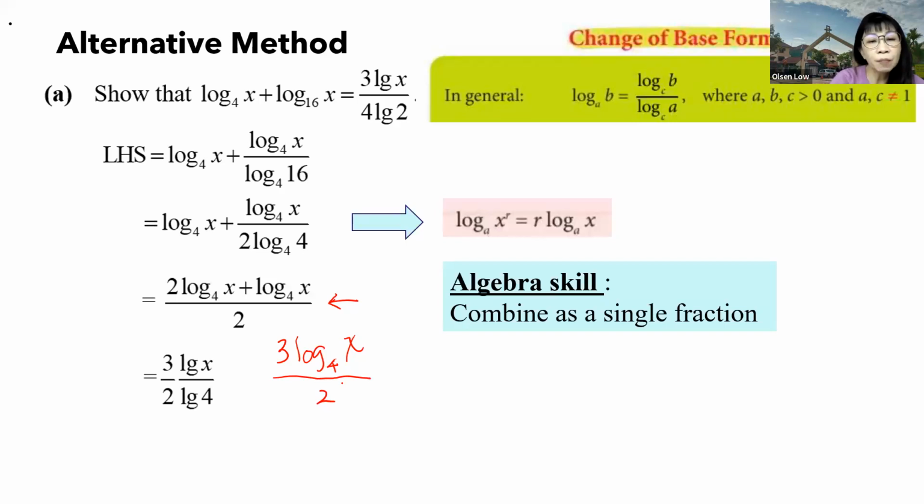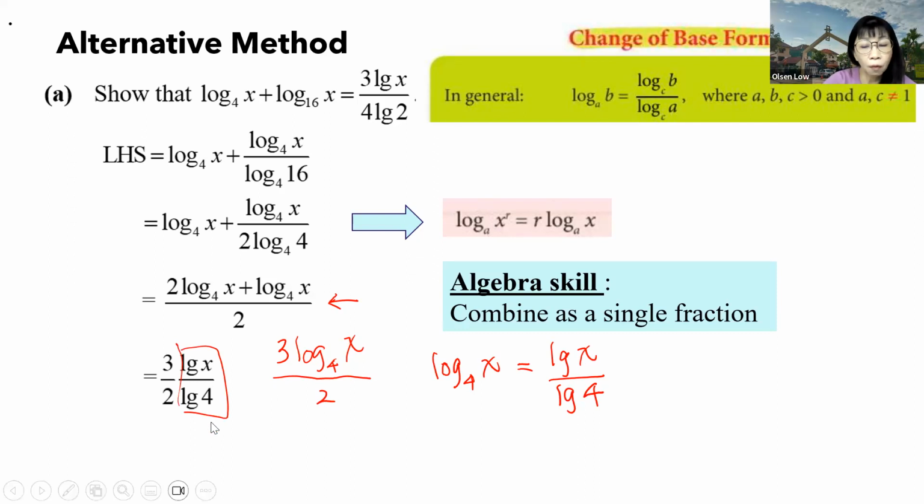With this, what you notice is I actually change my log base 4 of x. This log base 4 of x, if I change base, again gives me log x over log 4. That is the reason why I get this particular term here. All right, log x over log 4. So with this, we'll proceed.